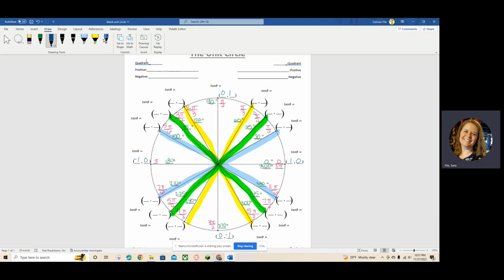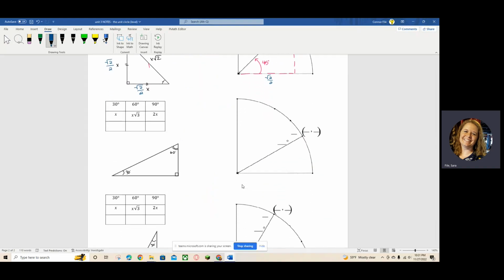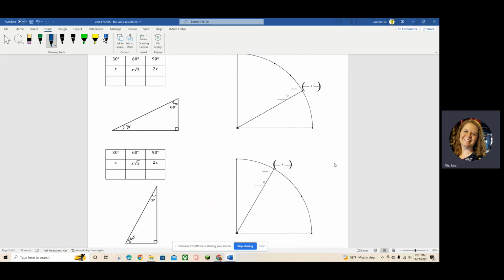Root 2 over 2, root 2 over 2. So that's the ordered pair at 45 degrees. So then I'm going to come back. I'm going to say, okay, what about the 30, 60, 90? That was our other special triangle.